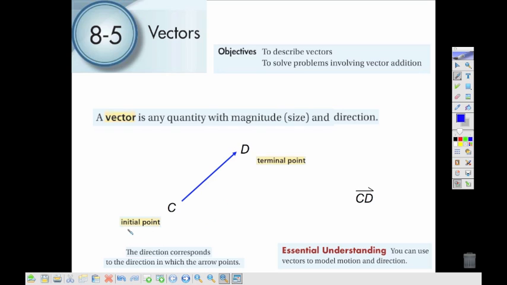Every vector has an initial point, a starting point, and a terminal point, which we have an arrow on to show us where we're going. We write a vector like this. Notice the arrow there is only a half arrow because we don't want to confuse this with a ray. A ray would keep going indefinitely, but a vector is stopping here at D.